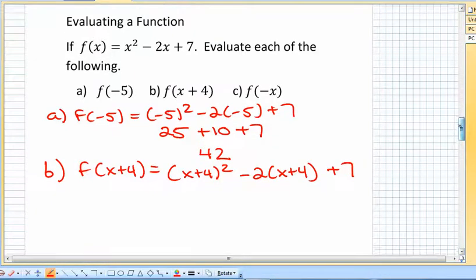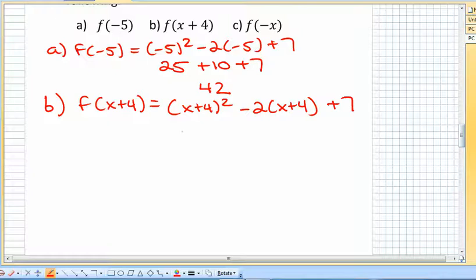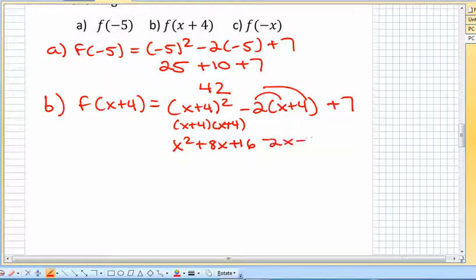Notice I'm going to have to FOIL, because x plus 4 squared is x plus 4 times x plus 4, and that gives you x squared plus 8x plus 16. Here I have to distribute the negative, so I get negative 2x minus 8 plus 7. So I get x squared plus 6x, and then 16 plus 7 is plus 23. Oh, but then I forgot the 8. I've got to go minus 8, so it's actually plus 15, because notice I subtract the 8 here.